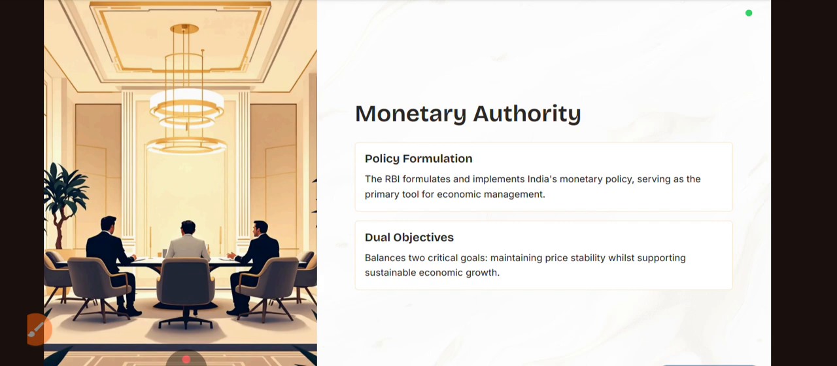The first point is monetary authority. What is monetary authority? Monetary authority is nothing but policy formation. RBI formulates and implements India's monetary policy, serving as a primary tool of economic management. Policy formation means it makes the policy and increases or reduces the inflation rate, or stabilizes the inflation rate. Now, the objective is to balance two critical goals: maintain price stability and sustainable economic growth. RBI's goal is to maintain stability, so that inflation should not go too high and deflation should not go too low.